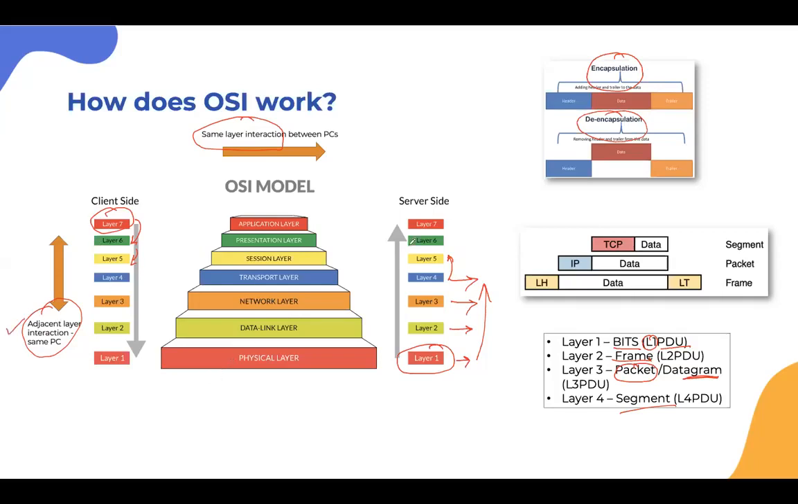It happens within the same system, right? Whereas same layer interaction happens across systems. Just something that you need to be familiar with. So what is an example of a same layer interaction? This layer will wrap something, the peer layer will unwrap something, right? So moving on.